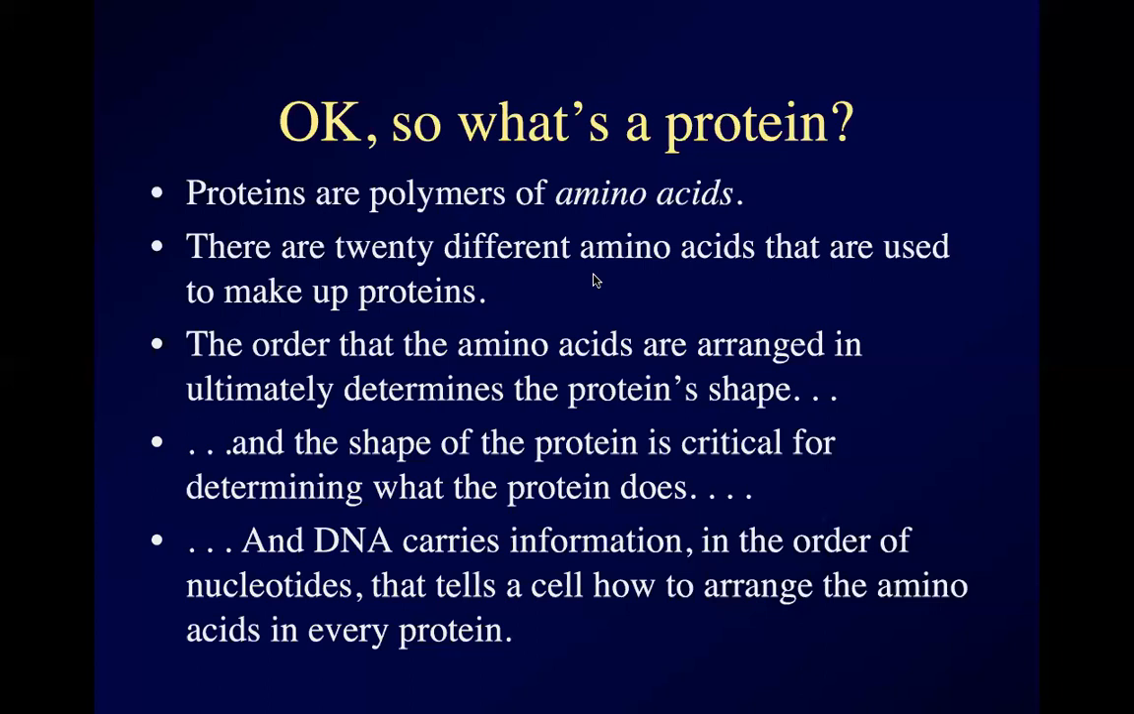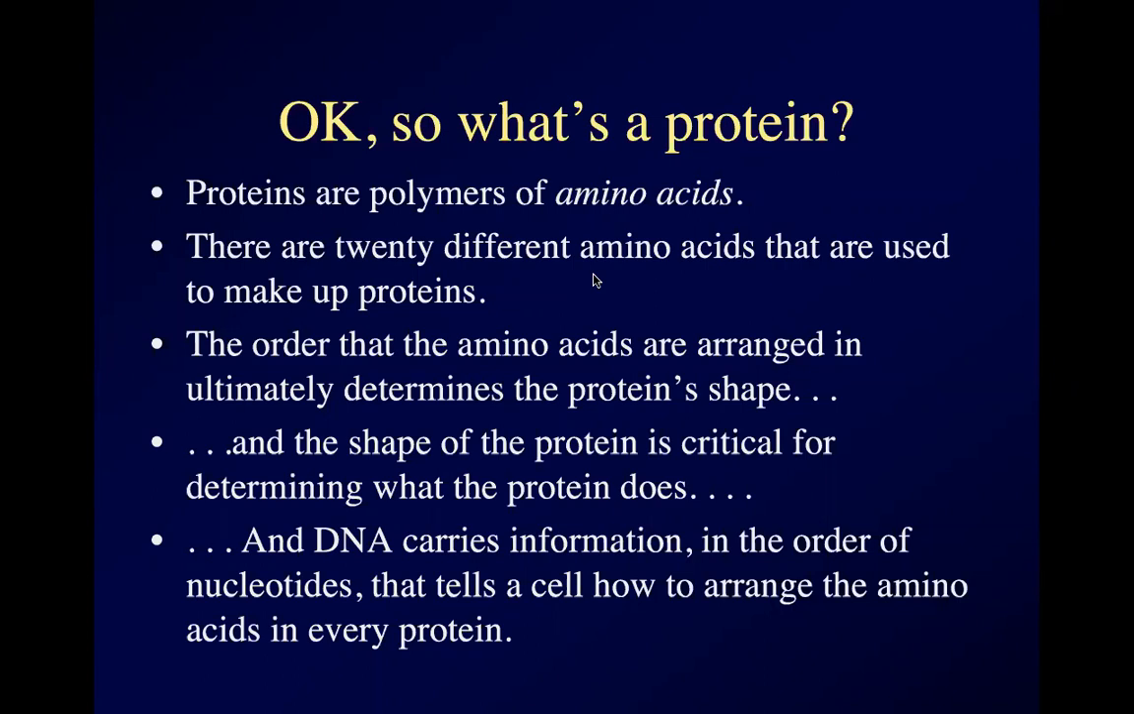There's slight variation in what those are in different organisms. For our purposes, it's 20. You put the amino acids together in an order, and that determines the shape of a protein molecule. And as I've talked about with DNA, it's true here too. The shape of the protein molecule determines what the protein does.